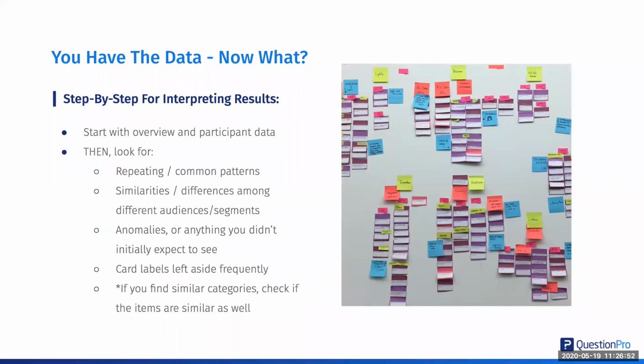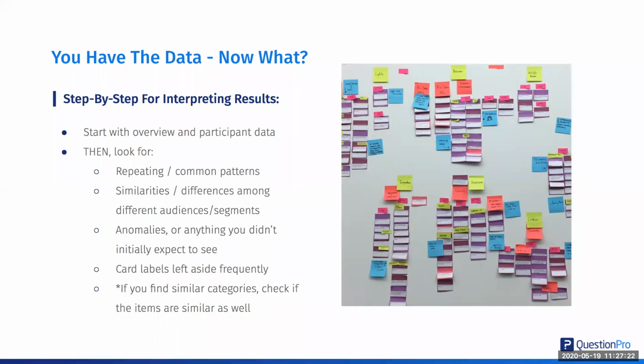Then you're looking at the nitty-gritty. You want to look at what some of the repeating or common patterns are when you go into the data. What are the similarities and differences among different audiences and segments? You can also spot and point out any anomalies or things that you didn't expect going in. If you spot categories you find similar, make sure to check those items. Compare the items within each category and see how similar or different they are.